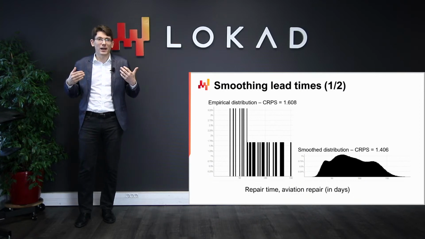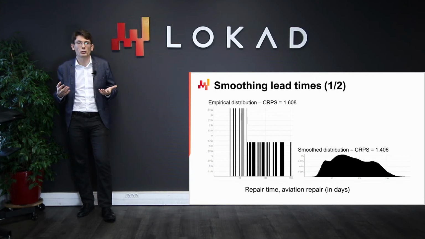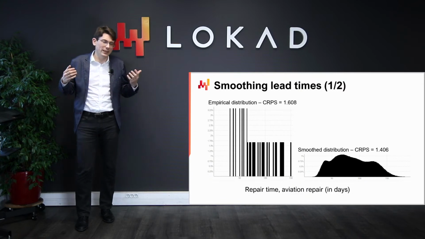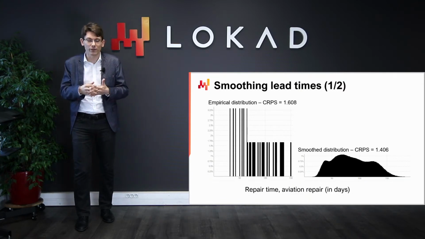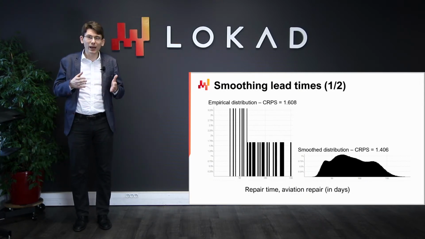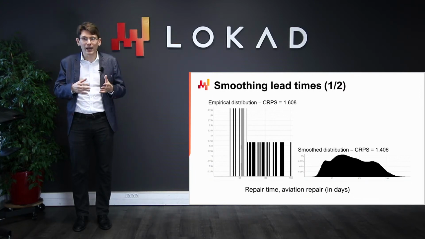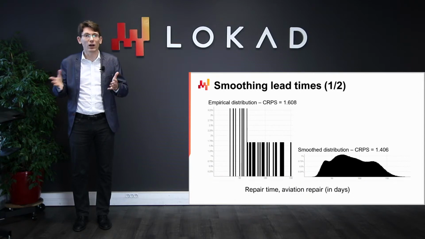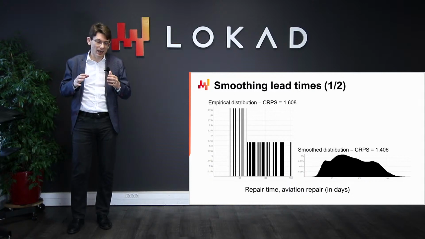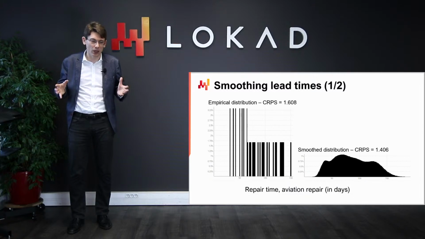The results are on display. The CRPS error associated to the barcode distribution is 1.6 days, while the CRPS error associated with the smooth distribution is 1.4. Those two figures have been obtained through cross-validation. The lower arrow indicates that in the sense of the CRPS, the distribution on the right is the most accurate one of the two. The difference of 0.2 between 1.4 and 1.6 is not that much.